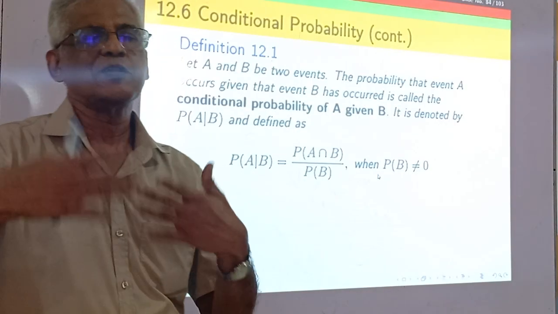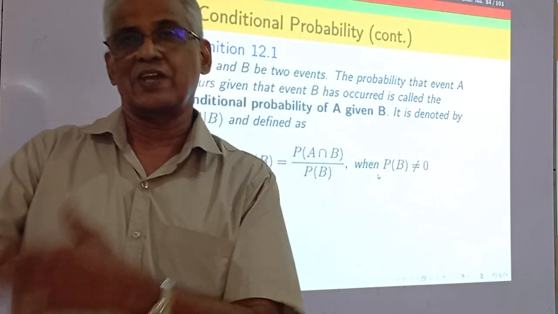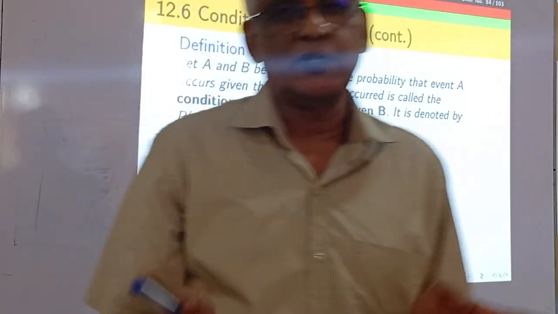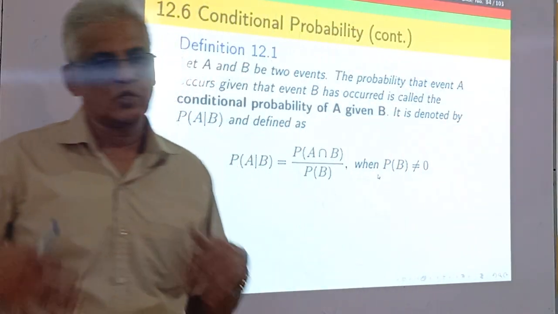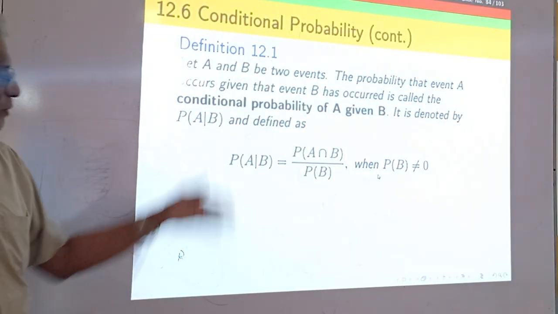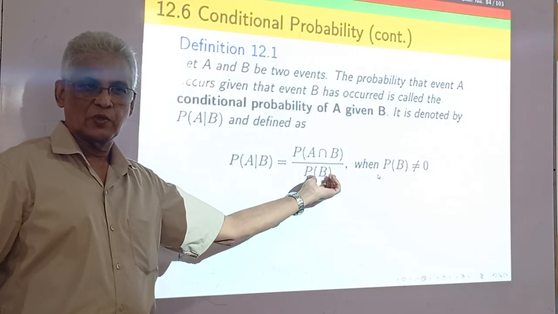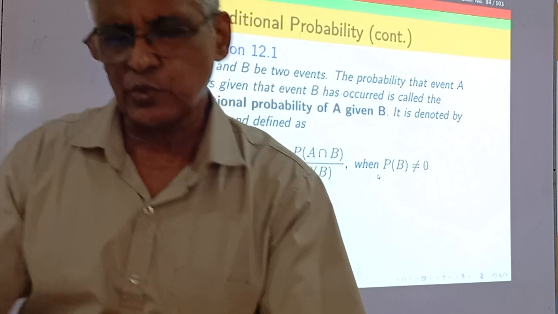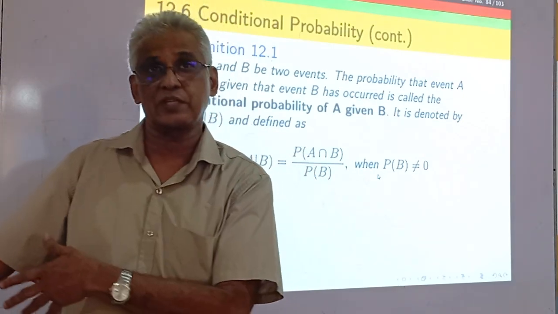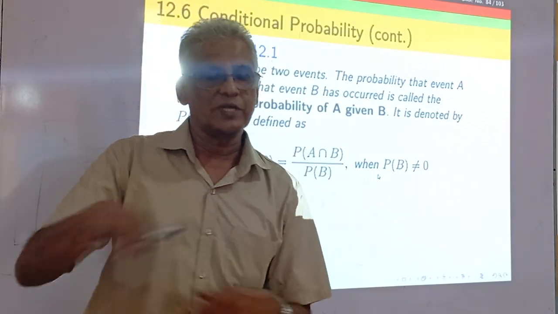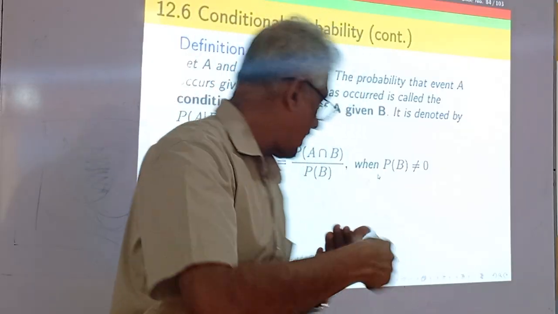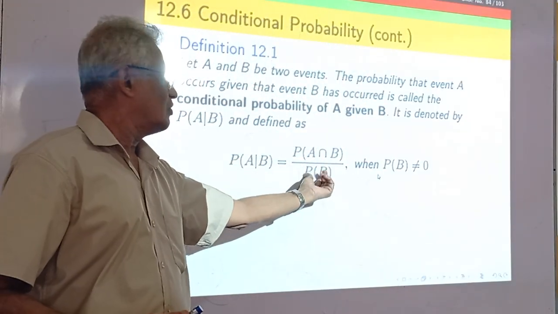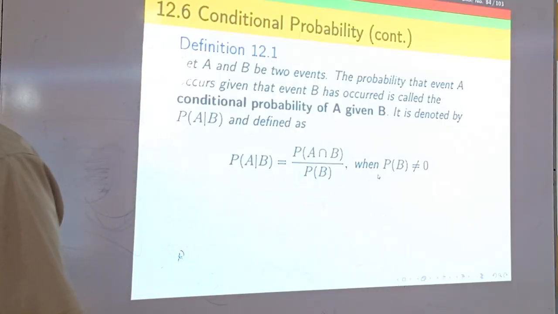Of course, given B, in order to talk about the probability of A given B, B has to be able to occur, right? The probability of B cannot be 0. Mathematically also, if the probability of B is equal to 0, this is undefined. So practically, in order to talk about given that B has occurred, the probability of B should be greater than 0. On the other hand, mathematically, in order to define it, the value has to be not equal to 0.